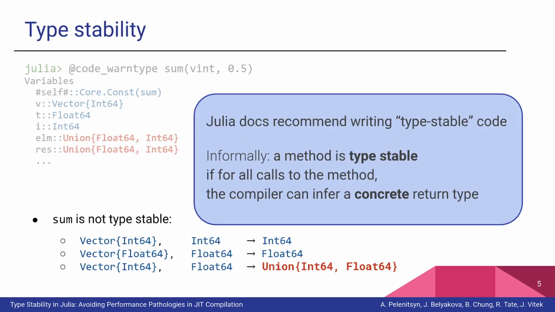Trying to abstract away from code_warntype output, Julia docs advise to write so-called type-stable code for performance. Informally, this means for all concrete input types in the program, the compiler can infer a concrete return type. Sum is not type stable because of one combination of input types. The compiler detected a union as the result, and unions are abstract types. Notice the "for all" in the definition.